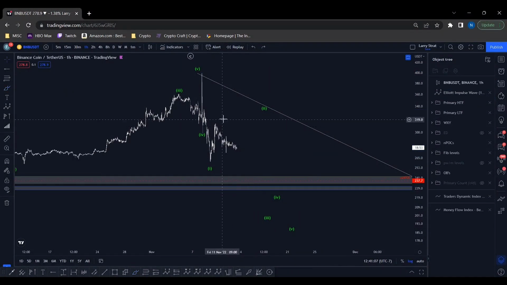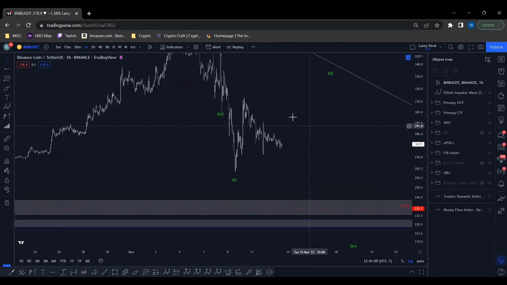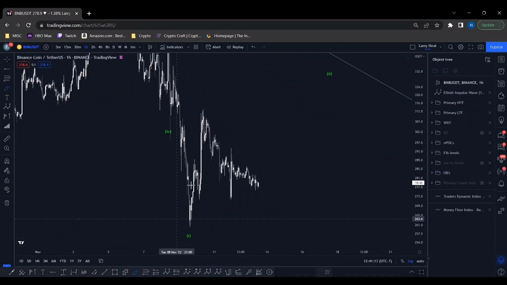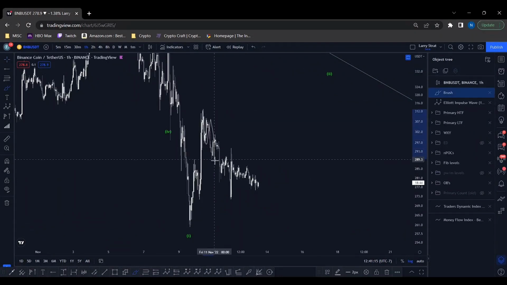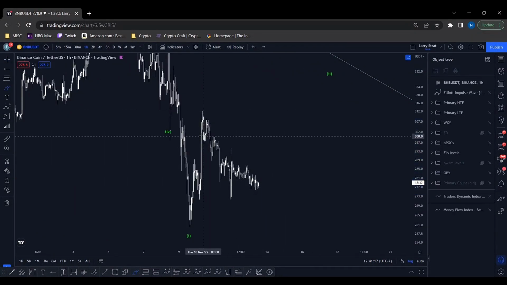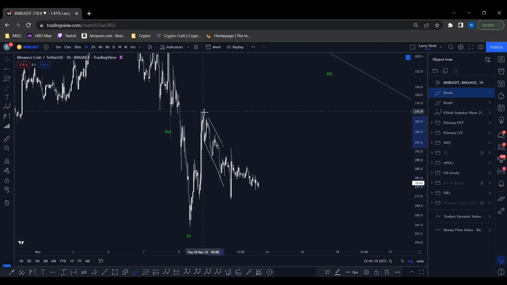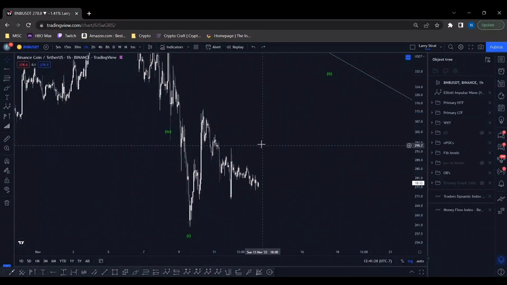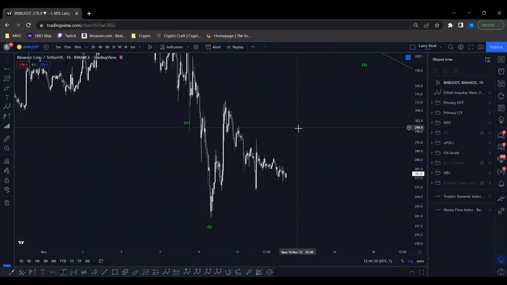Because the only way I can count this, and we'll take a look at Matic next, but same thing with Matic, I can only really do a 1 2 1 2, or if this was a diagonal for a 1, an expanded flat for a 2, and then we're working on a 1 2, and then we come back down for the 3 4 3 4. It's just not clean right now.